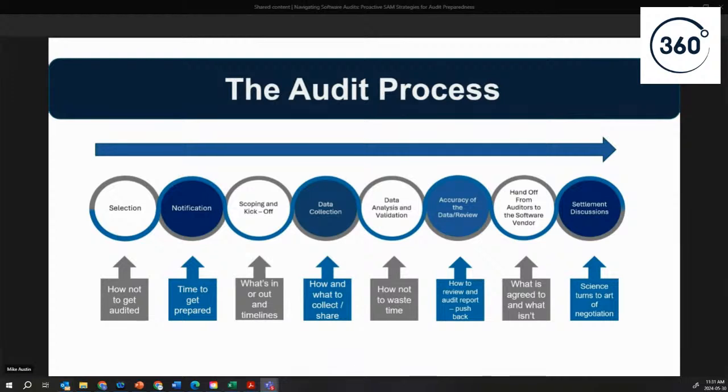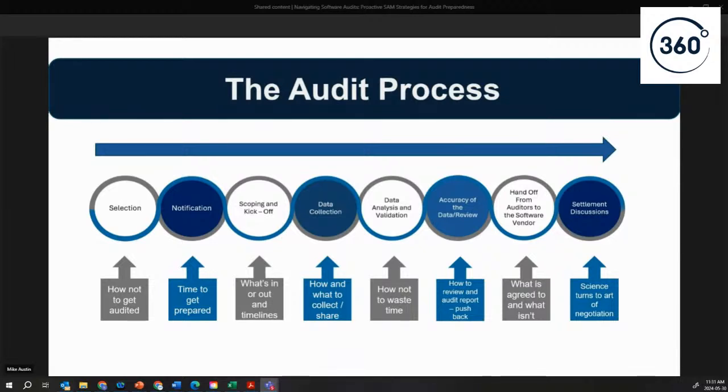There's the scoping. Once we have gotten through, yes, we're getting audited, there's a scoping and kickoff that happens. And that's kind of what's in and out. That's the scope of an audit. Is it our entire enterprise? If it's IBM, is it all products? Is it one Passport Advantage agreement? What is the scope of it? And that's also the timelines. What are the timeframes to get the audit done? Then you're going to start data collection. That's how and what to collect and share. It's going to be deployment information. It could be licensing information. It's going to be information that maybe isn't even relevant to the vendor that you need to be careful of.